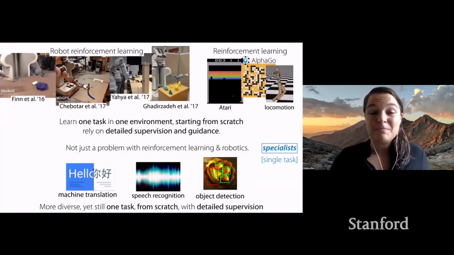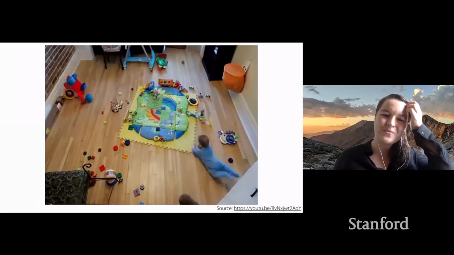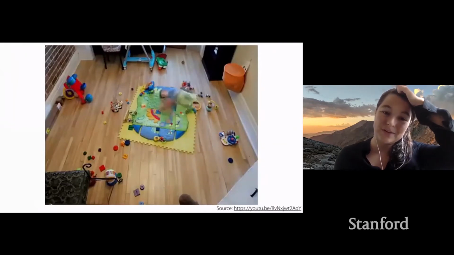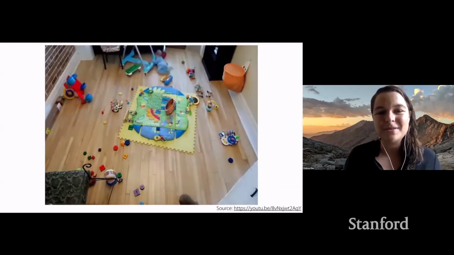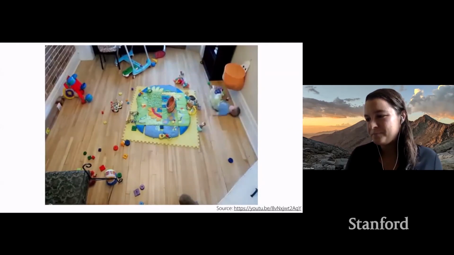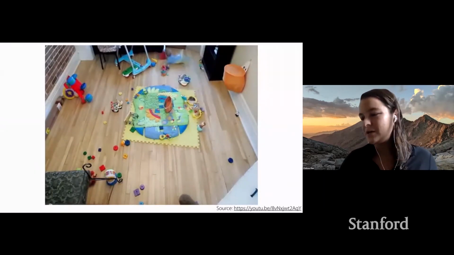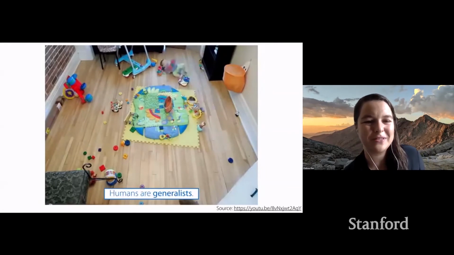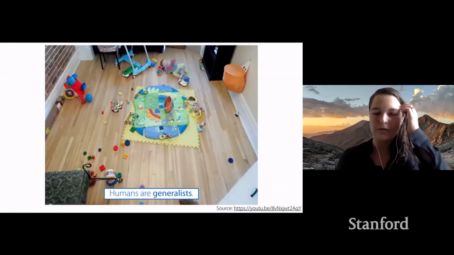And instead, a lot of my motivation for studying more general algorithms is looking at the way that humans learn. If you look at the way that humans learn much more general skills and behaviors, they learn by exploring a very rich and diverse environment. They don't need a lot of supervision in comparison to the way that we train supervised learning systems. And they're able to learn with a lot of autonomy. So in this sense, I would refer to humans as more generalists. We're able to do many different things and leverage very diverse experiences in order to do so.